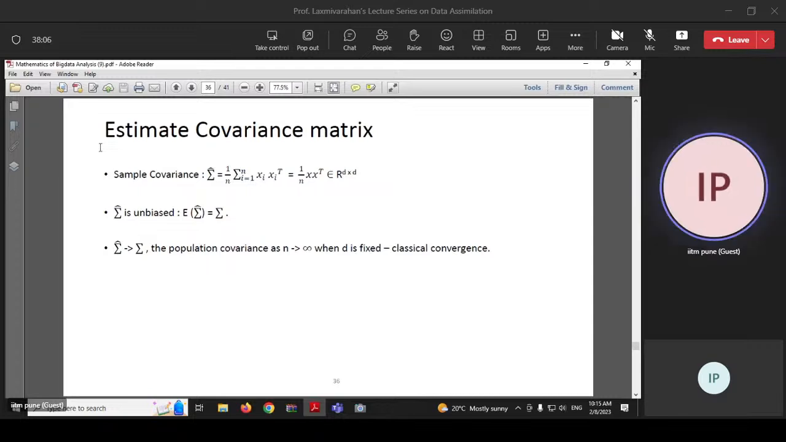D changes, D increases, N increases, but D over N goes to a finite constant, alpha, rather than 0. Both the numerator and denominator, there's a competition, but they increase at the same rate. The ratio tends to a constant alpha. That's an interesting case we are going to be talking about now.